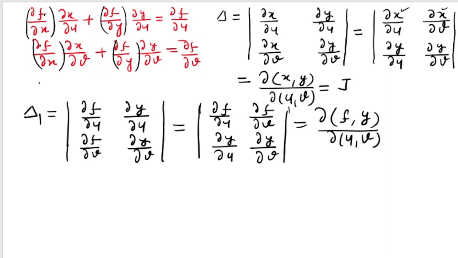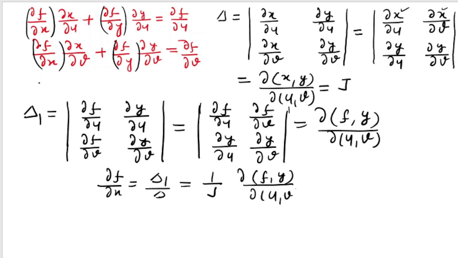And I wanted to solve it for getting del f by del x. So what will be del f by del x? Del f by del x now will become delta 1 by delta. The delta value I have got in this context is the Jacobian, that is 1 by J, and then this delta 1 is del of fy by del of uv. So this is what I have got. Now following the same set of arguments, this is the first result that I got. So del f by del x is 1 by J del of fy by del of uv.